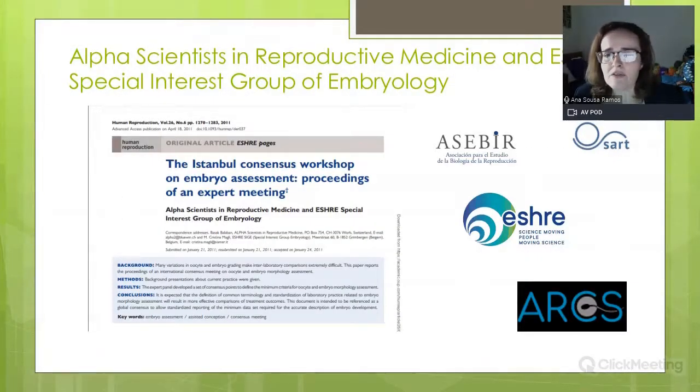Because of this difference, the European Society of Human Reproduction and Embryology, together with Alpha scientists and other groups like ACE, the RCS, that is the old ACE, SART from the States, and other associations, got together to discuss how to improve, because a lot of things are going on. The embryos go from one clinic to another, from one country to another, and we need to speak the same language regarding embryology. If we have a system common to all places, it is easier when you do the report regarding the treatment with the embryos. It's easier for the embryologist who will receive the embryos to see, okay, this is 311, I know what it is.